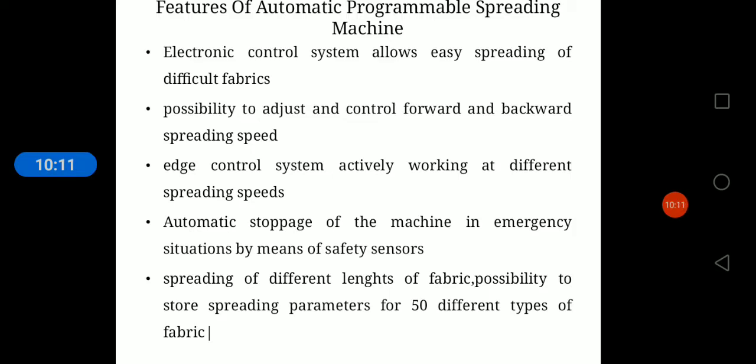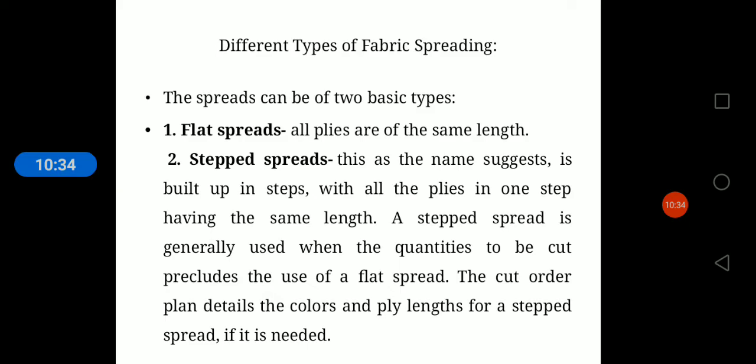So electronic control systems are used, and control of forward and backward speed is helped, and edge control systems also work at different speeds. Automatic stoppages are there, such as work stop motions, warp stops or weft stops, as in weaving, and this spreading also has automatic stoppage machines. And 50 different types of fabric lengths can be stored, and there are two different types of fabric spreading.